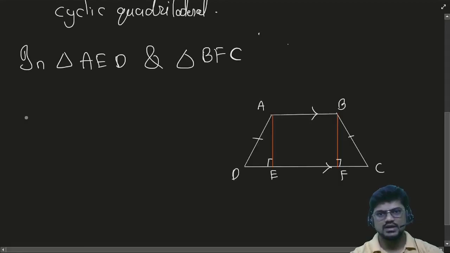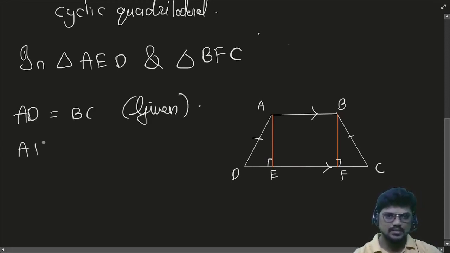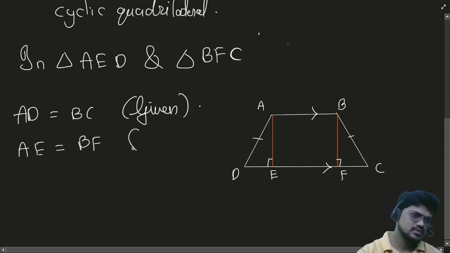What I know is that AD is equal to BC. This is given. Now AE will be equal to BF. What would be the reason?